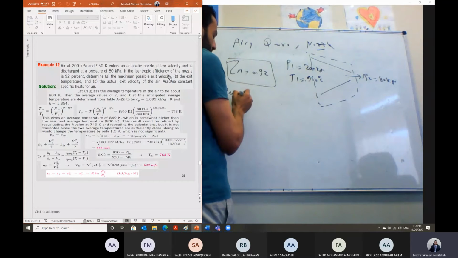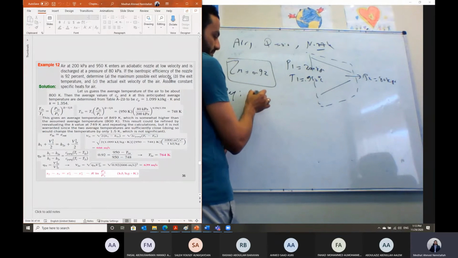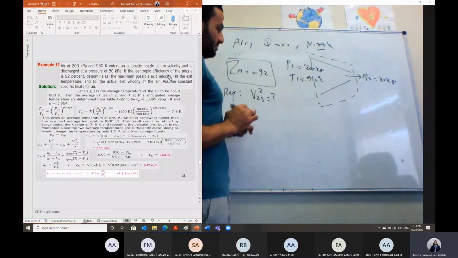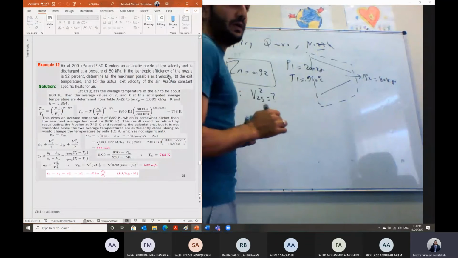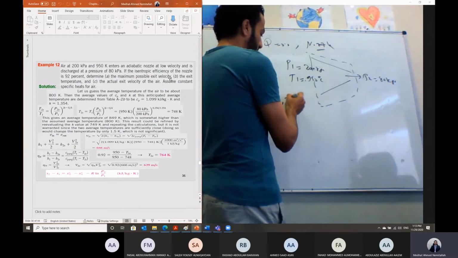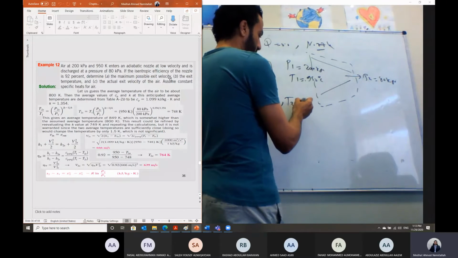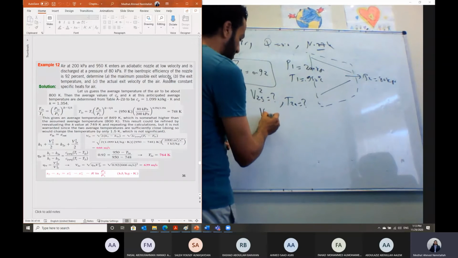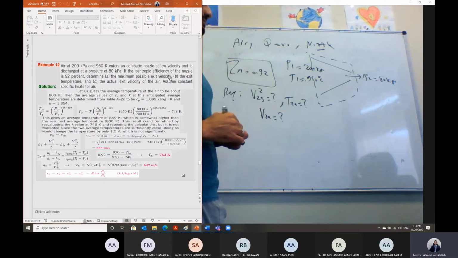So what is it, Shabab? The maximum velocity is what? V2 actual or V2s? V2s, which is the isentropic exit velocity. And we need also to calculate the actual exit temperature, T2 actual. And also we need to calculate the actual exit velocity, V2 actual in this case.